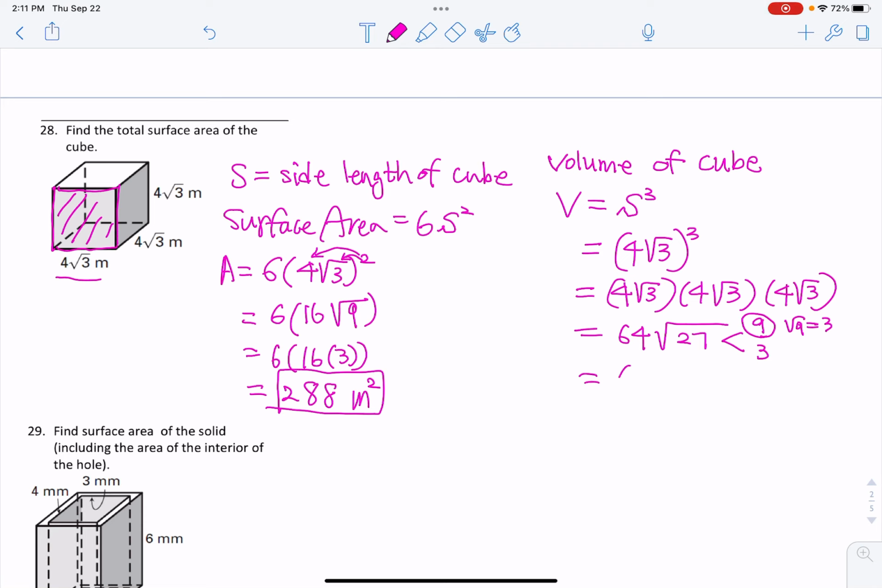So you can say 64 times 3 square root 3. And 64 times 3 will make 192 square root 3, meter cubed. So the volume of the cube with the side length 4 square root 3 will be 192 square root 3.